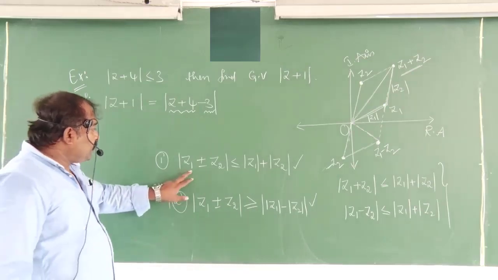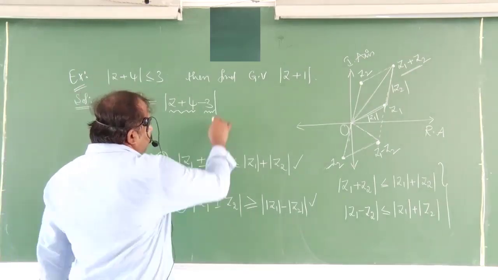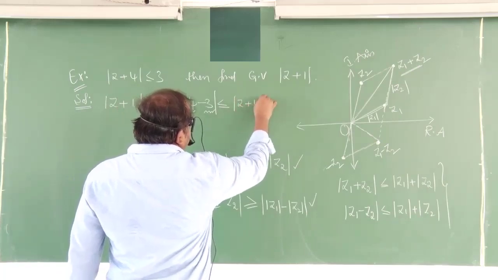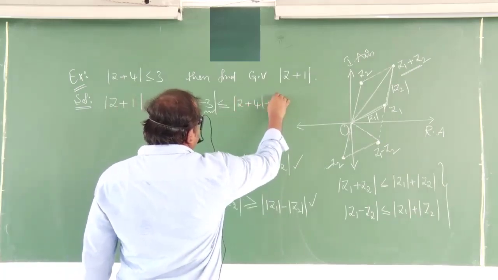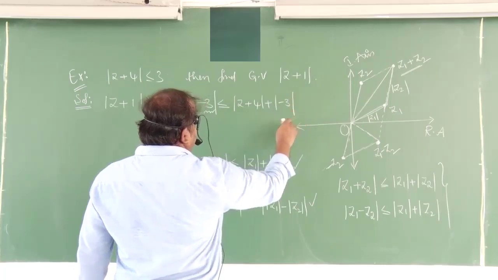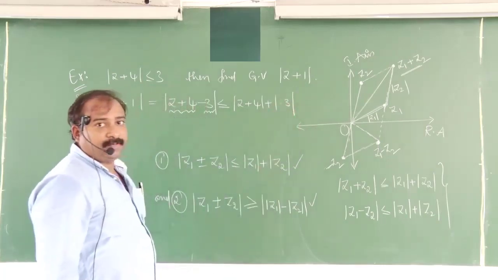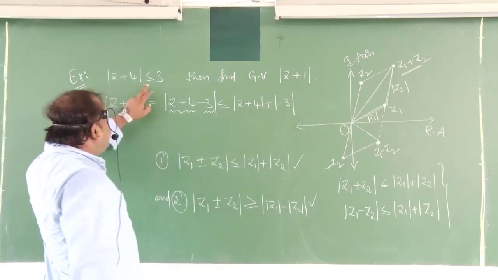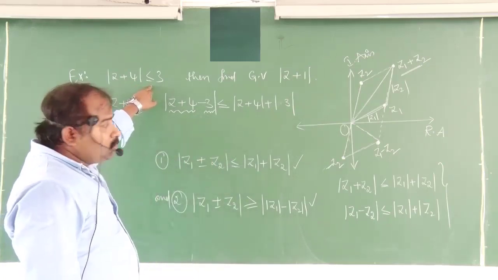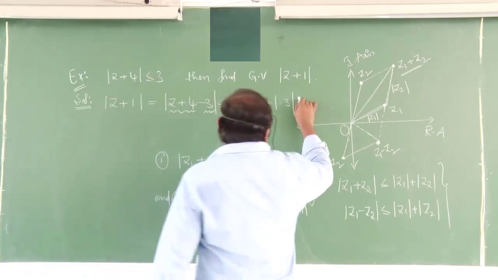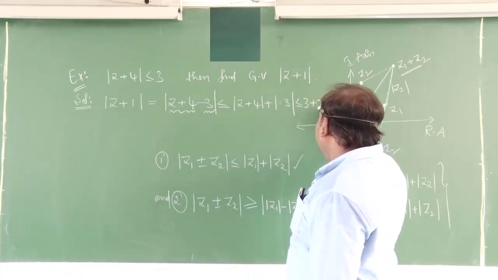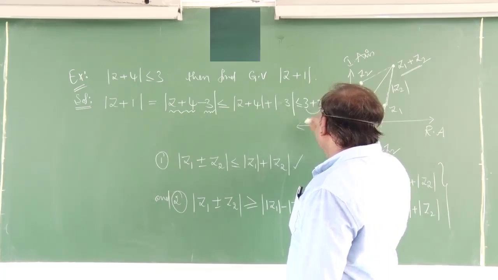So modulus of Z1 minus Z2 is less than or equal to what is the value? Tell me. Less than or equal to modulus of Z1 plus modulus of Z2. You may write like this. Then modulus of Z plus 4, already given, is less than or equal to 3, and modulus of 3 is again 3 only. So this whole value will be 6.